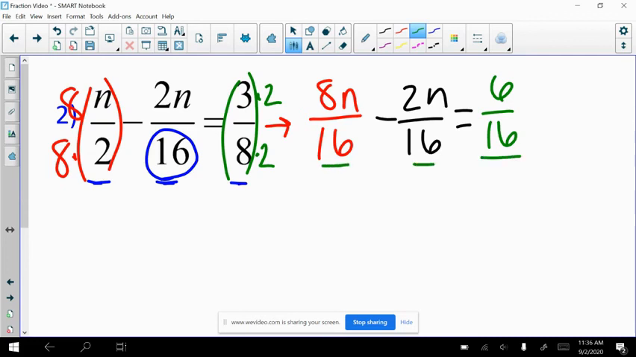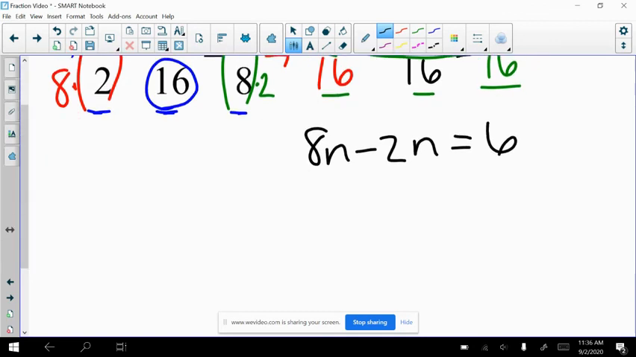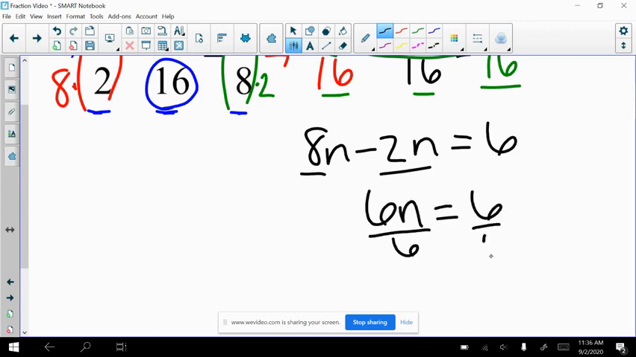Now, because it's an equal sign, if the denominators are the same, that means the numerators, the tops, have to be the same. So I can ignore the denominators and just solve this equation. And this one isn't so bad to solve. Notice in here I can combine like terms because they're both n's. So 8n minus 2n happens to be 6n. And then if you divide, you get n equals 1. Okay, hopefully you have a better understanding of solving with fractions.